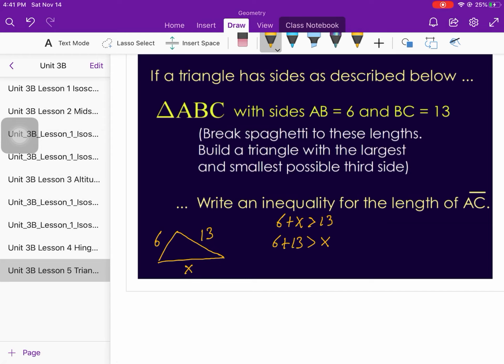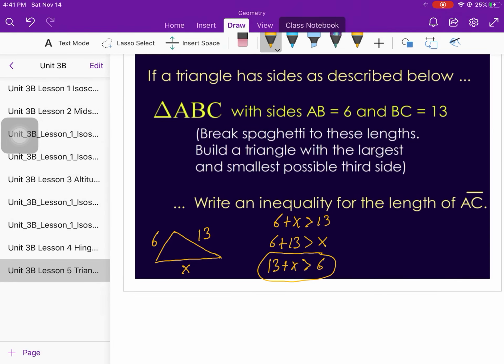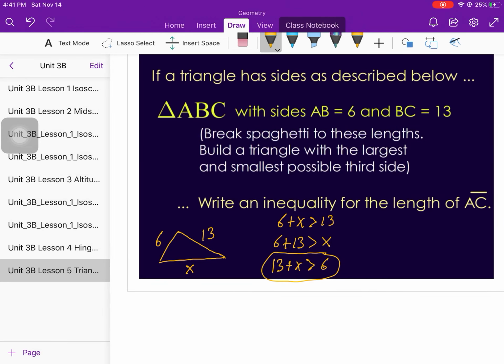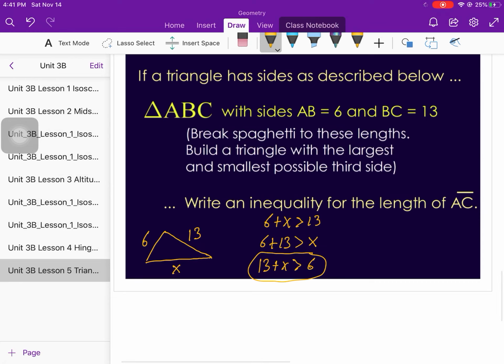Well, actually, these are the only 2 that matter, because 6, since it's smaller than 13, it's obvious that 13 plus x has to be bigger than 6. This one's just true. Regardless, we can figure that one out intuitively. Because you can't have a negative side, we wouldn't have a negative value for x. So these are the 2 that matter. What we're going to do is let's solve for these 2 inequalities and then put them together. So 6 plus x is greater than 13. What we would do to solve for x is just subtract 6. X has to be greater than 7.